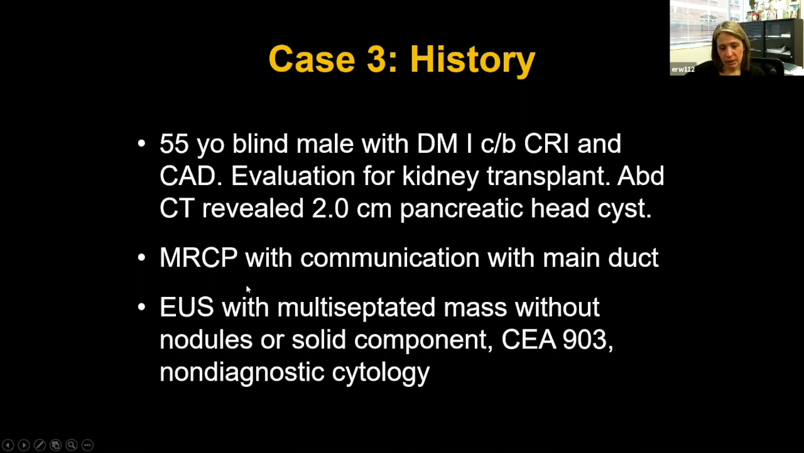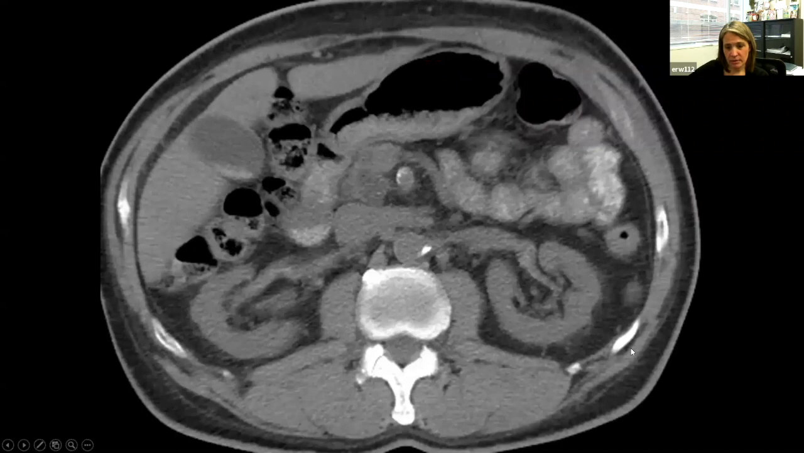An MRCP was obtained, which showed some communication with the main pancreatic duct, and an EUS was performed, which showed this kind of multi-septated cystic mass without nodules or solid components. The cyst fluid CEA was 900, and the cytology was non-diagnostic. These are his images. These are non-contrast images given the renal dysfunction. And this is the cyst here and the medial aspect of the pancreatic head.